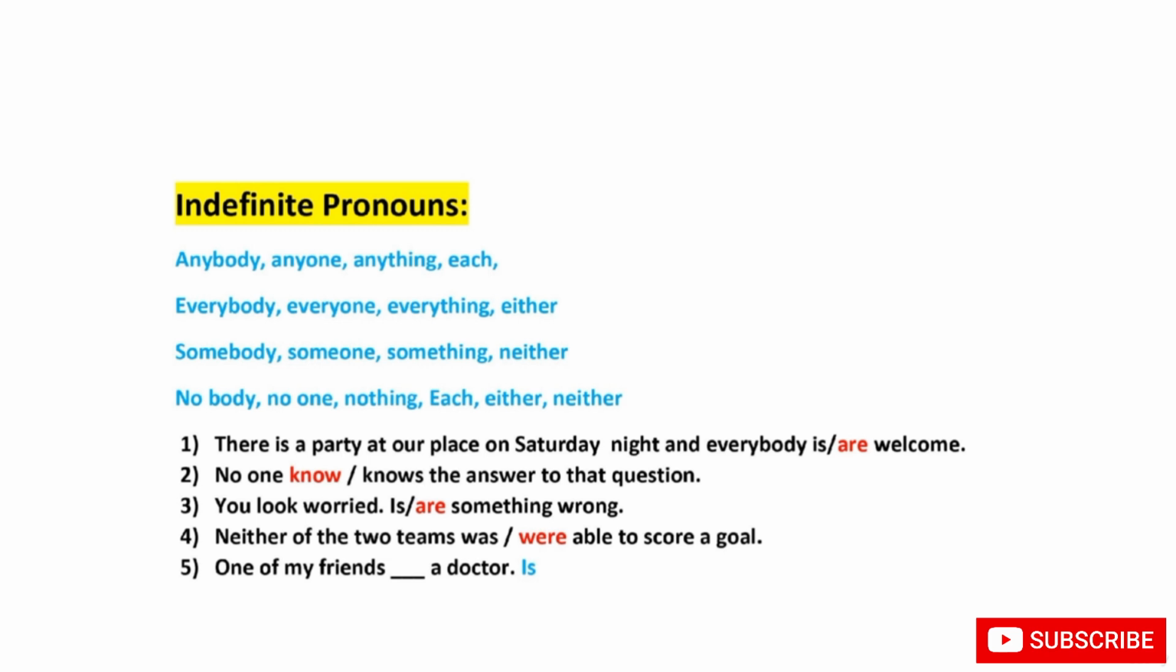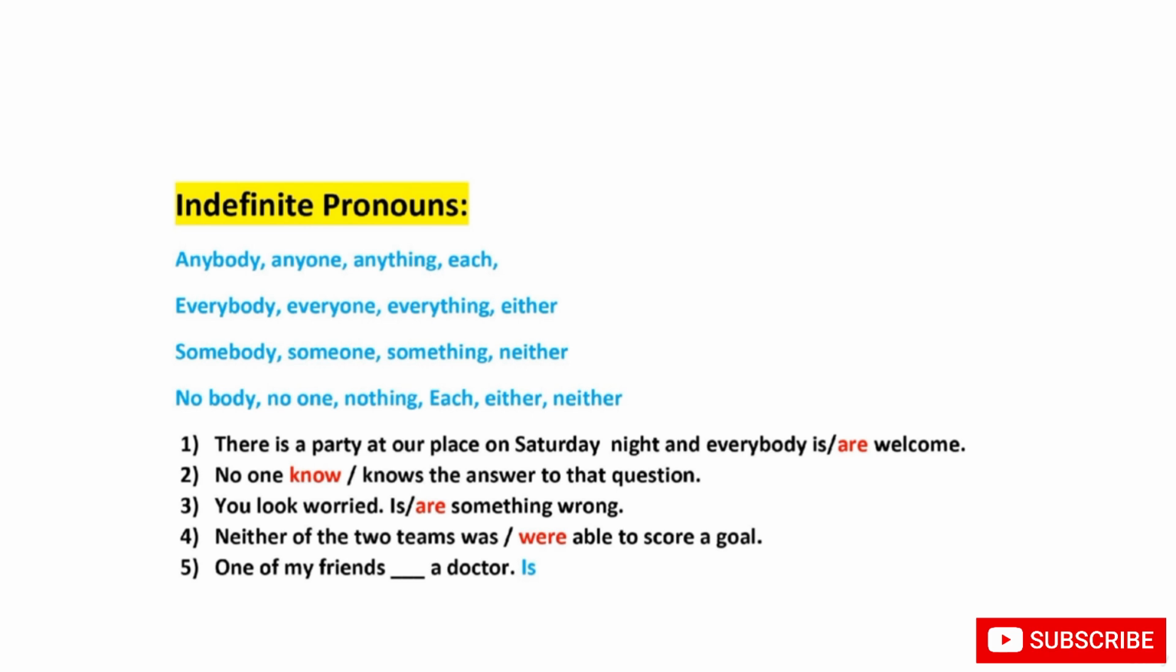Now, this sentence is tricky because you have the word teams before the verb. But remember that the verb in a sentence should agree with the subject of the sentence. And the subject here is not teams, it's neither, which means not either. And because neither is singular, we have to say was. Neither of the 2 teams was able to score a goal. Did you get these right?